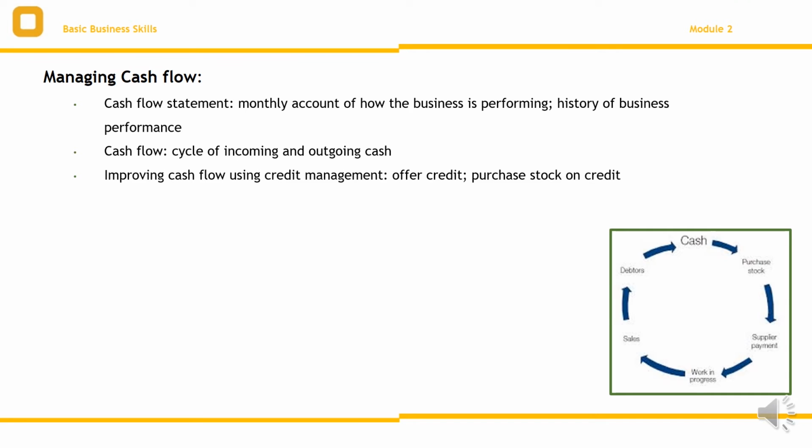A cash flow has got a cash flow cycle. The cash flow cycle starts with cash that you use to purchase stock. You then make payment to your suppliers. You then have what we call work in progress, where you make your product or service. You then sell your product or service through sales. Your sales could be to your debtors, or it could be cash sales, and then you obviously receive cash. So cash flow is the cycle of incoming as well as outgoing of cash within the business.